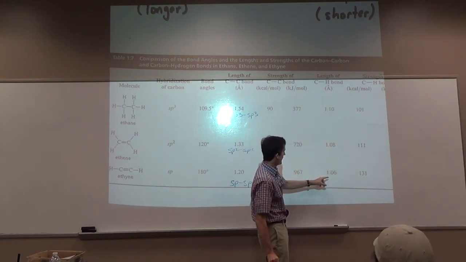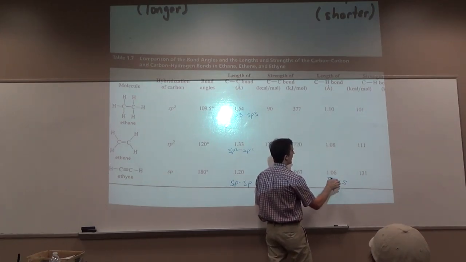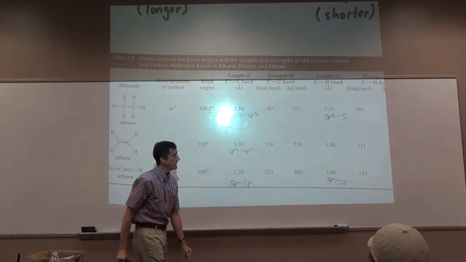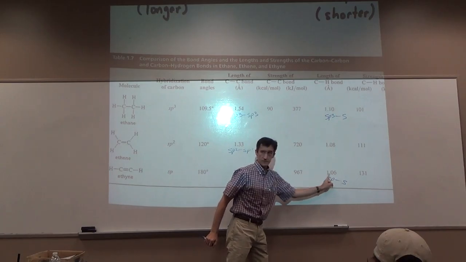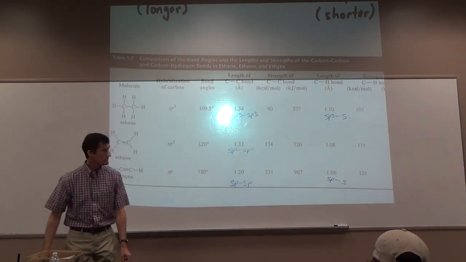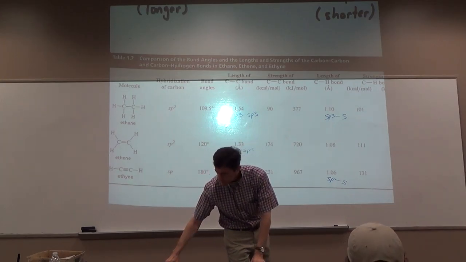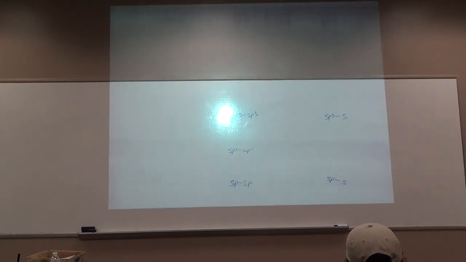The CH, well, this is an SPS. And this up here is SP3S, right? That's SP2. So which is going to be shorter? Obviously the SPS bond is going to be shorter. Okay, make sure you know that. Any questions about that table? We said S character, we can answer questions like below.